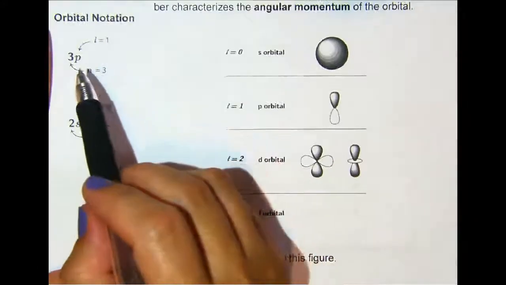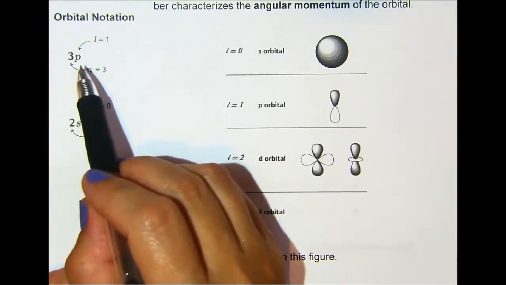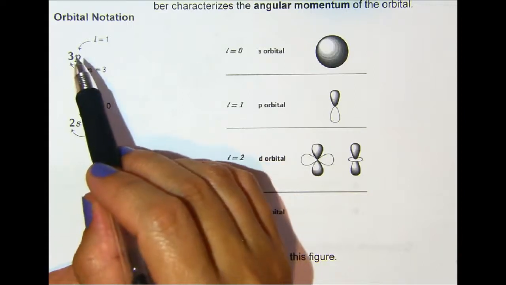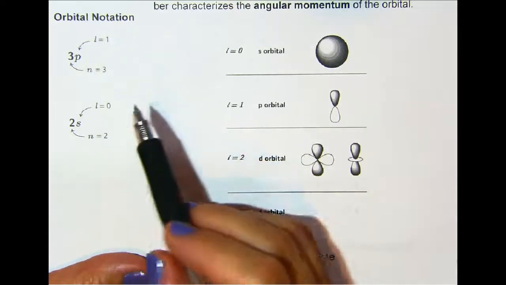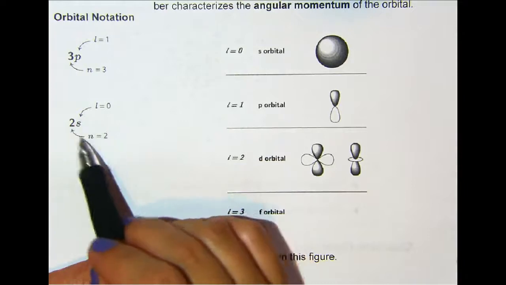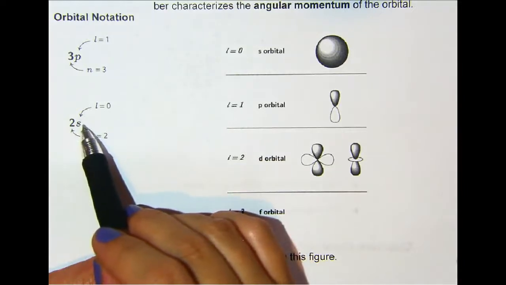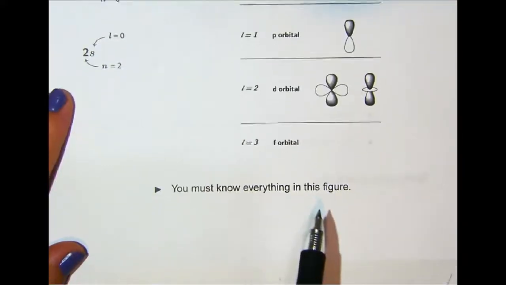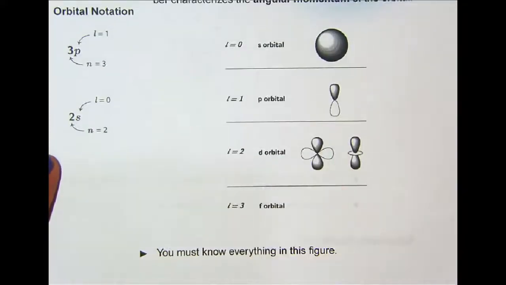When you see an orbital notation like 3p, the 3 represents the n value, n equals 3, while the p means l is equal to 1. Here for 2s, n is equal to 2, while s tells us that l is equal to 0. You must know everything in this figure above.